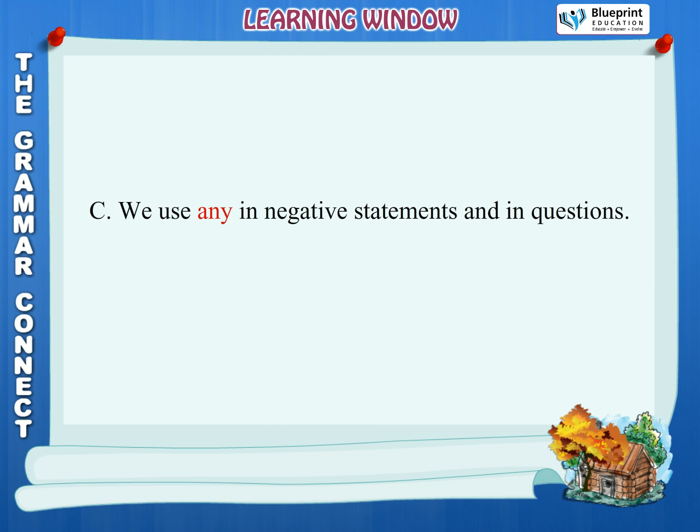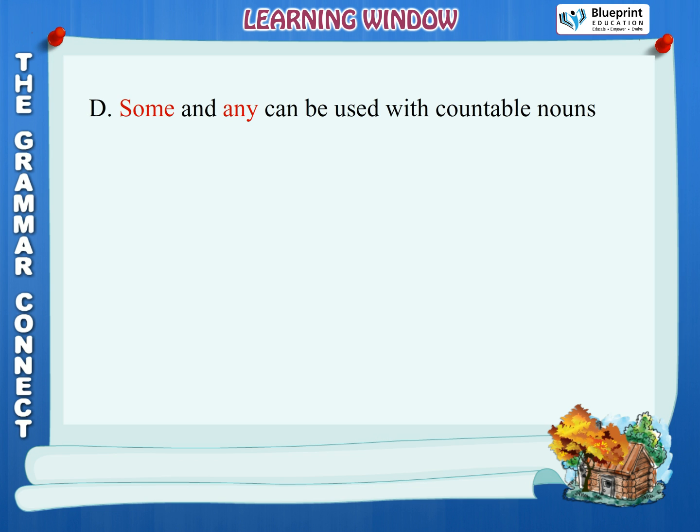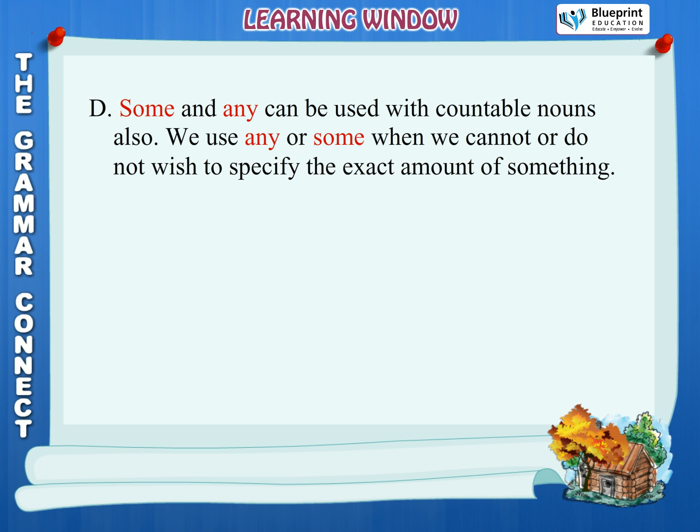C. We use any in negative statements and in questions. Examples: there isn't any sugar in the bowl. Have you got any butter? D. Some and any can be used with countable nouns also. We use any or some when we cannot or do not wish to specify the exact amount of something.